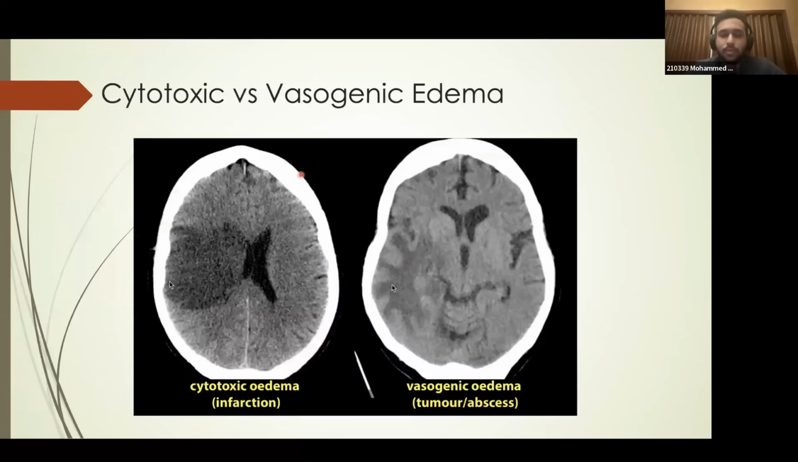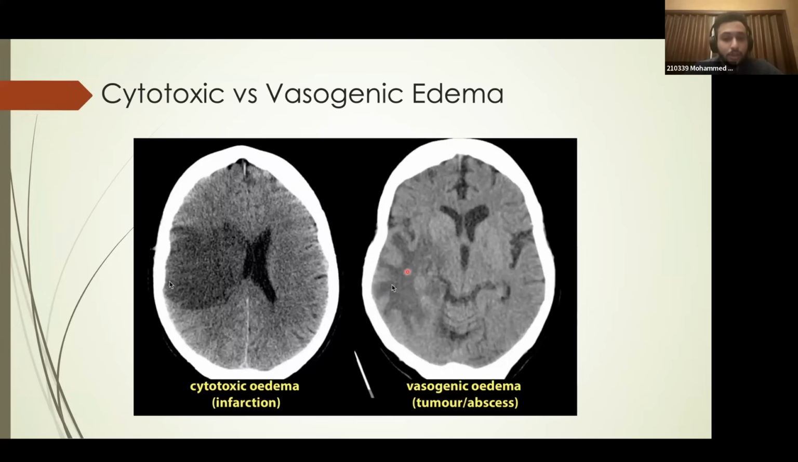The next thing, which is super important for your exam purposes, is cytotoxic versus vasogenic edema. Now, this is a picture from Google, just to explain the purpose of this. So I'm going to explain vasogenic first. In vasogenic, you can see here that you have edema, a swelling in the brain, a collection of fluid in the brain. However, you can tell that there's a clear distinction between this and this. This is the gray matter, and this is the white matter.